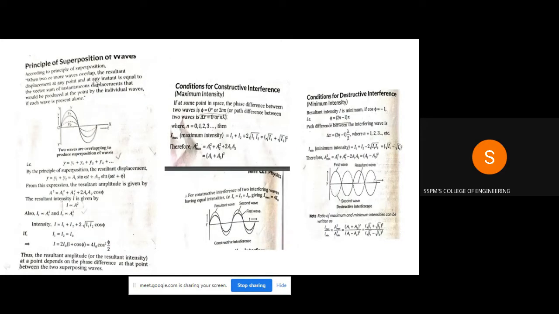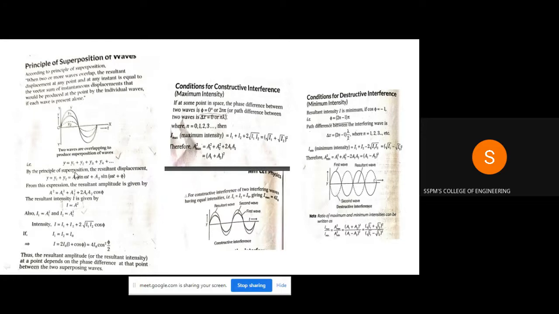Next, as per the principle of superposition of waves, let us suppose y1 is the displacement of the first wave and y2 is the displacement of the second wave, then y equals y1 plus y2. That means the resultant displacement at the point of superposition equals the sum of the displacements of the individual waves: y equals y1 plus y2 plus y3 plus y4 and so on.